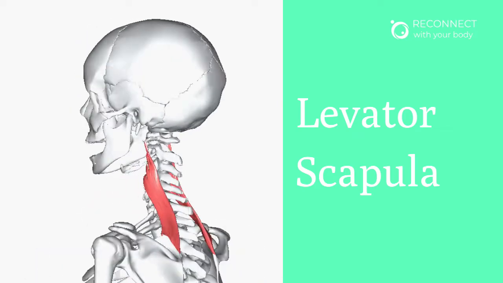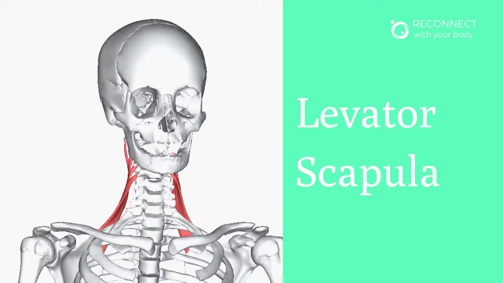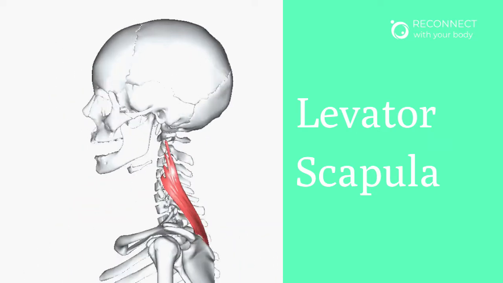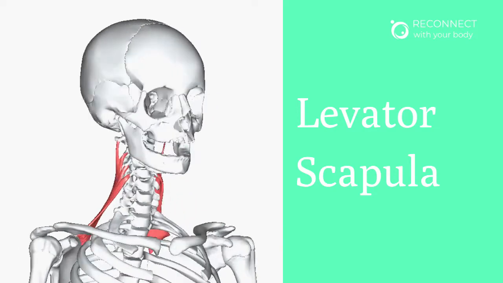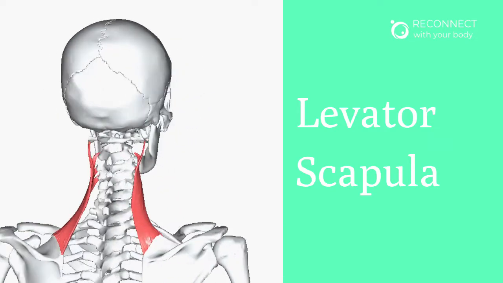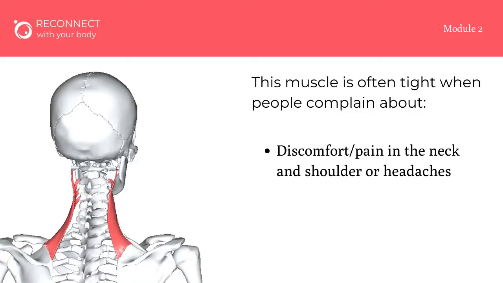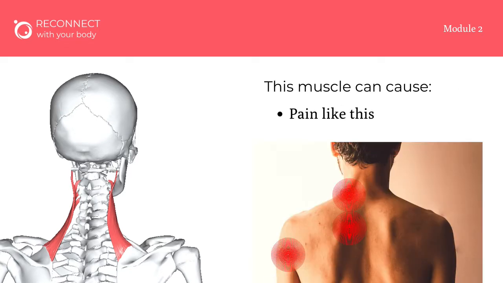Levator scapula is one of the most treated muscles in my massage clinic. This muscle can cause you a headache when it's really tight. If you tend to shrug the shoulder when you feel stressed, you probably have a tight levator scapula. And this muscle is often tight when people complain about discomfort or pain in the neck and shoulder, or headaches. And when you get a hyper-irritable spot, aka trigger point, it can cause pain like this.